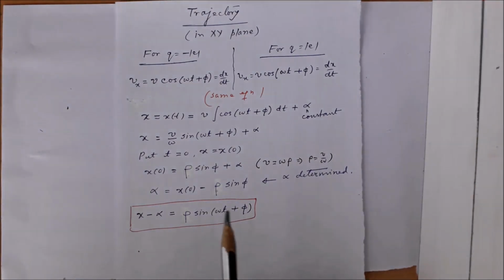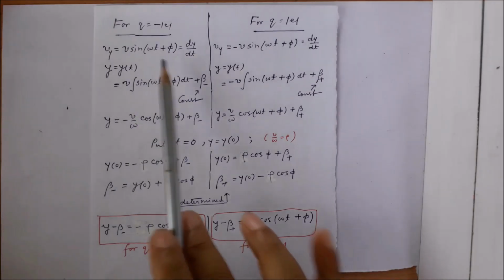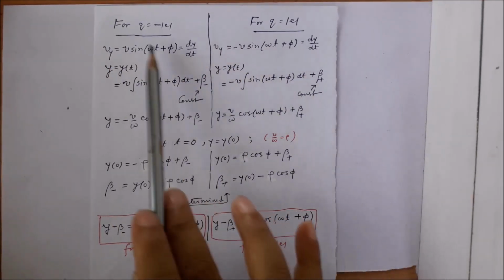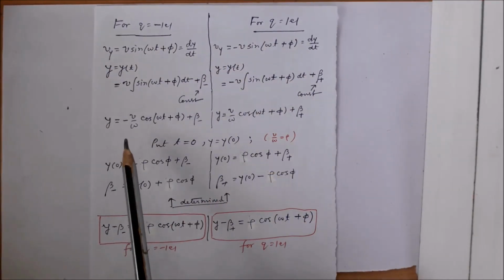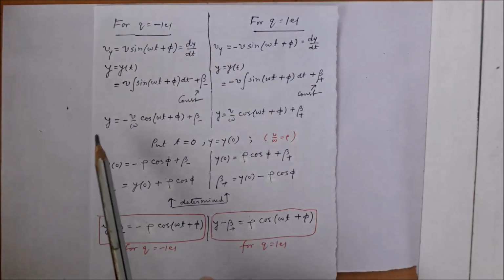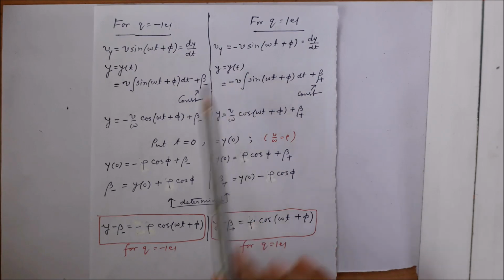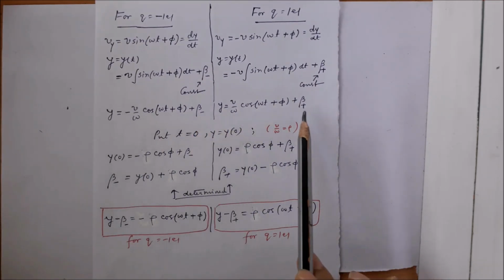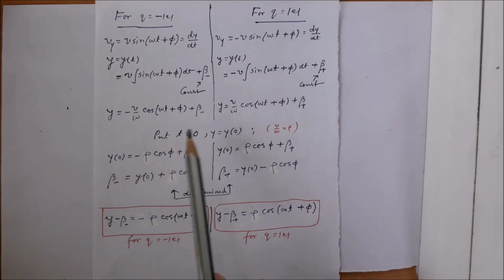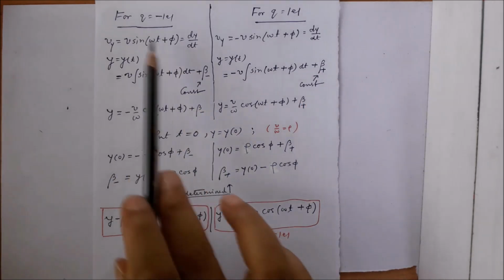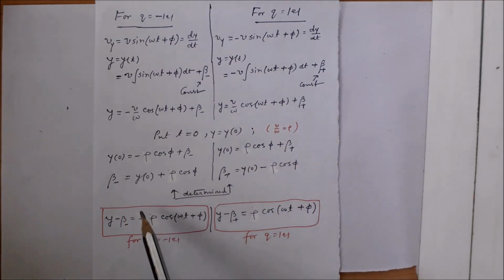Now the y equations. These are different for the two charges. Putting dy/dt for Vy and integrating, we end up with these equations involving the constant of integration, beta minus and beta plus, for the two charges respectively.